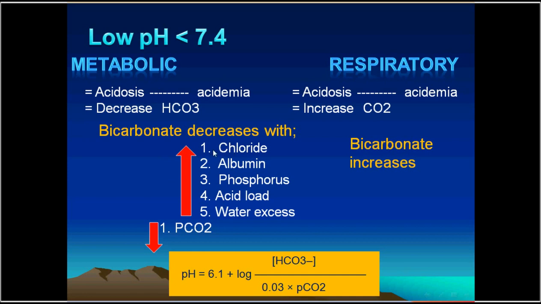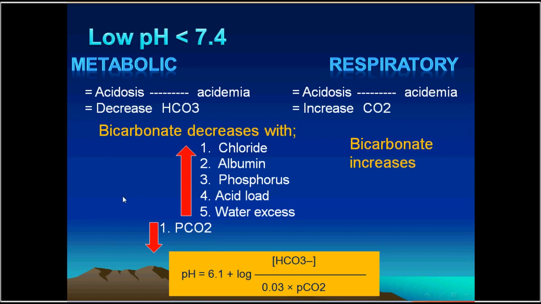This is electroneutrality, or an increase in the chloride due to some sort of diarrhea. There is a loss of bicarbonate and at the same time retention of chloride. An increase in the albumin will be associated with a decrease in the bicarbonate. An increase in the phosphates will be associated with a decrease in the bicarbonate, or an acid load such as ketoacidosis, or water excess, some sort of dilution. So this is a problem, and you have to take care.